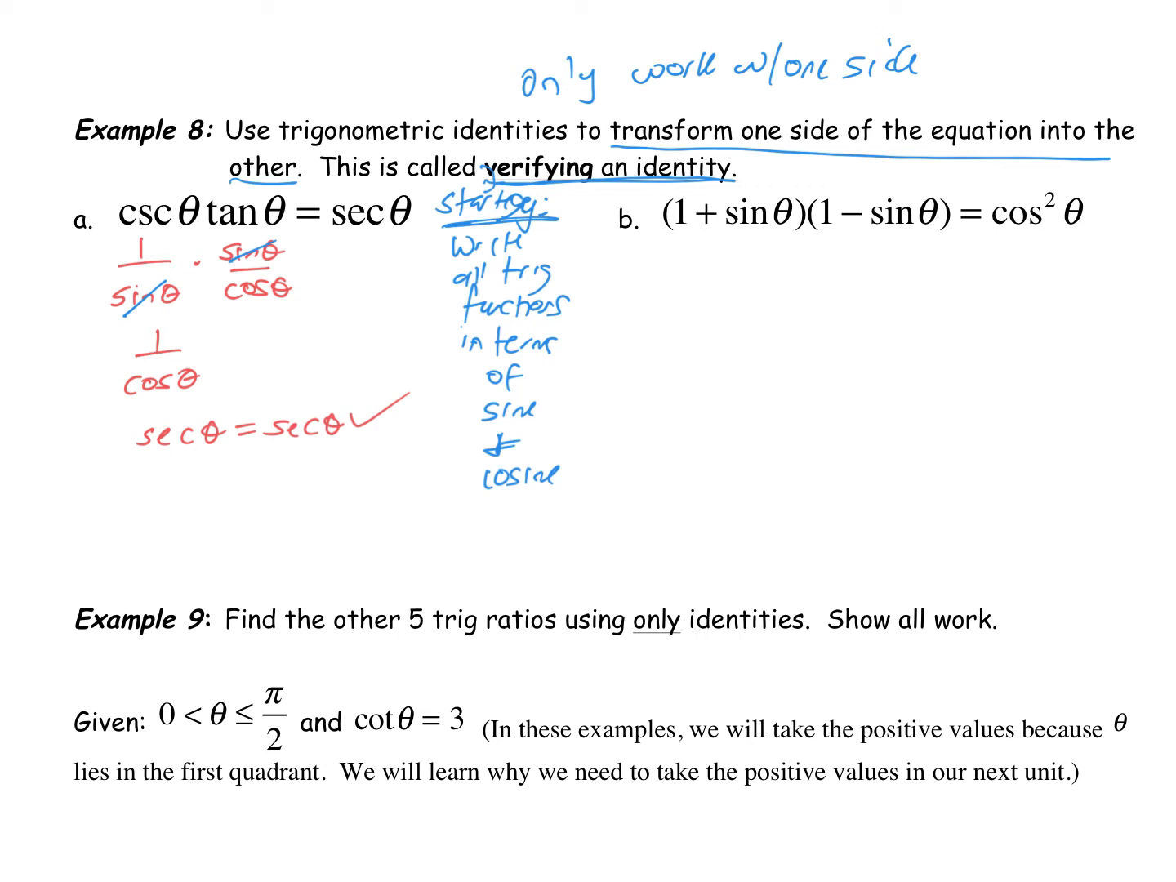When verifying identities, you don't have to put the names of the properties, but you do have to show every step in the algebra involved in those simplifications.